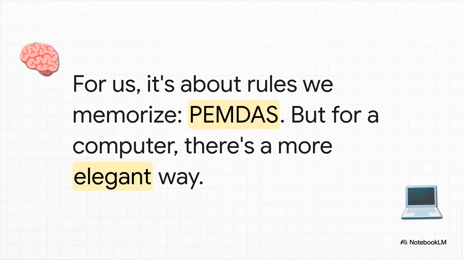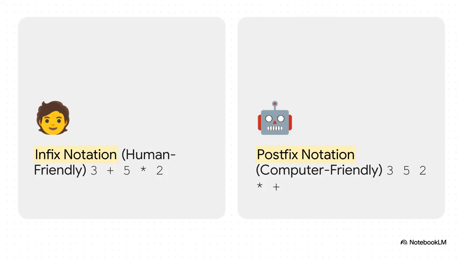Well, for us humans, it's all about the rules we had to memorize in school, right? PEMDAS. Please excuse my dear Aunt Sally. But for a computer, having to remember a hierarchy like that is actually pretty inefficient. It needs a system that's just straightforward, one that it can process one thing at a time, no questions asked. It needs a much more elegant way. And this is how they do it.